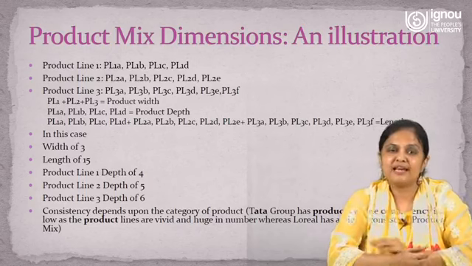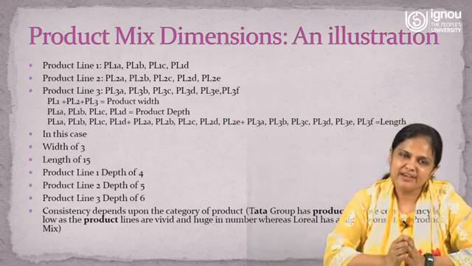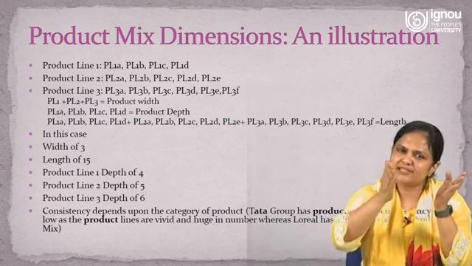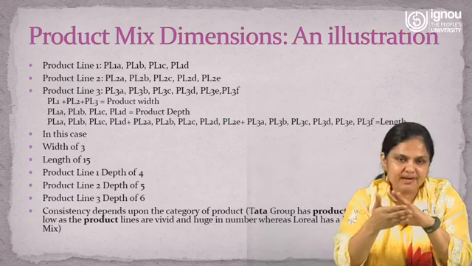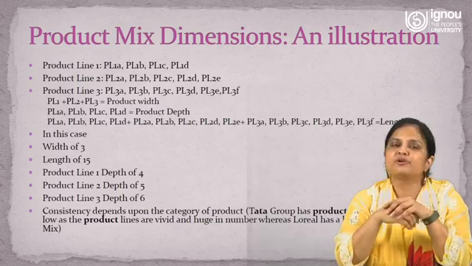When we talk of the length of the product mix, that means we have to talk of all the products that the company is offering. That means 4 products in product line 1, 5 products in product line 2 and 6 products in product line 3.